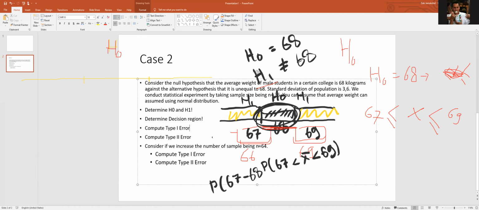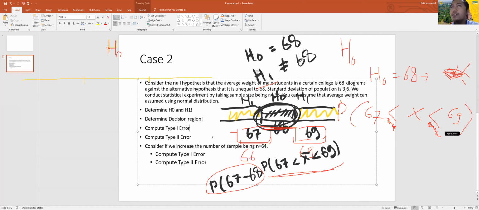I think I'm going to use the one without equal, sir. Okay, no problem, you can use this one. So the probability is fine, it's like this. This is already correct. This is the probability of type 2 error, like this. Yes, sir. Okay, and then you can compute.